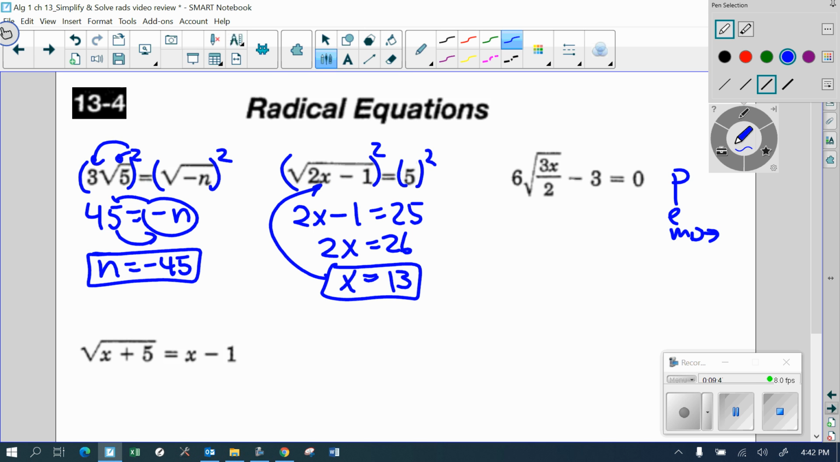Here I'm doing reverse PEMDAS. Okay, that's how we solve all equations. So you know the order to do things. Add or subtract across first. So I add the 3 across. And then I'm left with 6 times root 3x over 2 equals 3.